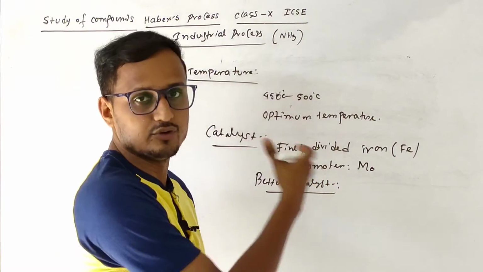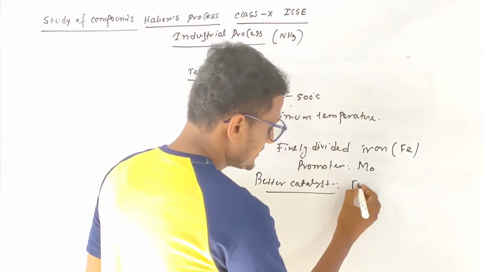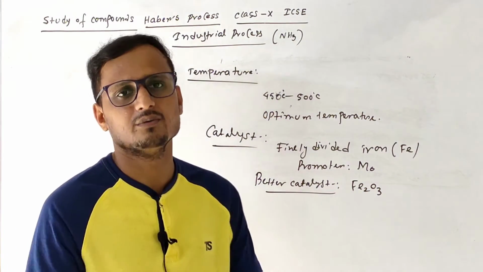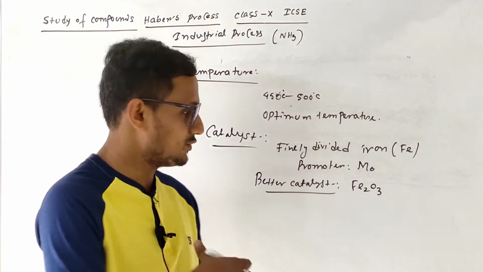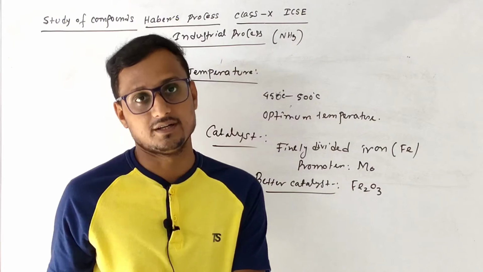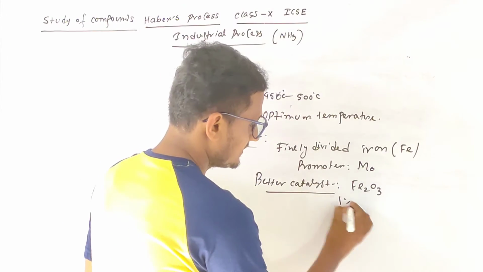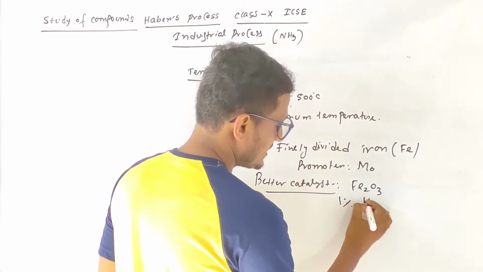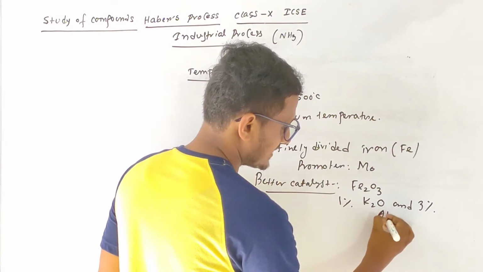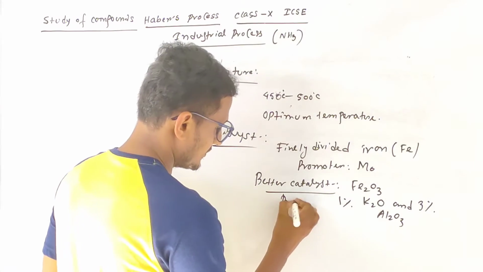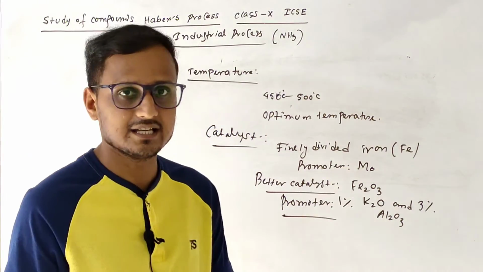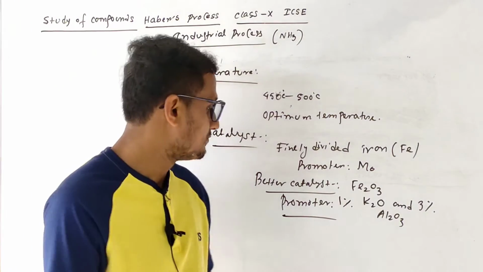That means if you use Fe2O3, that is ferric oxide, instead of Fe, then the rate of the reaction will increase. So it is a better catalyst. And when we are using ferric oxide, in that case we have to use two promoters, that is 1% of potassium oxide with 3% of aluminum oxide as promoters. So when the catalyst is ferric oxide, we have to use these two promoters.